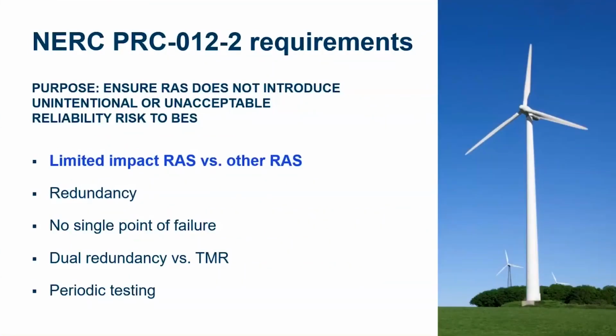The purpose of NERC PRC-012-2 is to ensure that remedial action schemes do not introduce unintentional or unacceptable reliability risk to the bulk electrical system, or BES. As per the standard, RAS can be further identified as limited impact or other RAS. Limited impact RAS are defined as such that the inadvertent operation of the RAS, or failure to operate, does not cause or contribute to bulk electrical system cascading, instability, voltage collapse, or unacceptably damped oscillations. My colleagues will later discuss the different redundancy options available and how these systems can be tested.